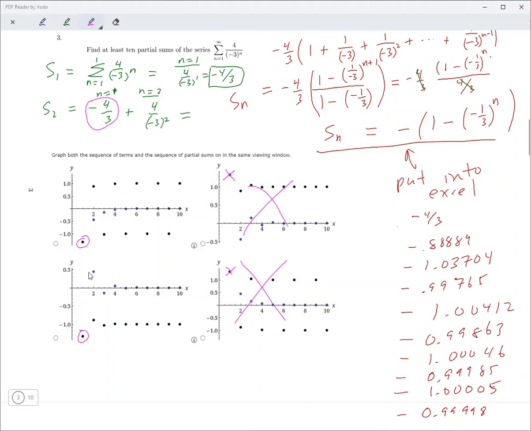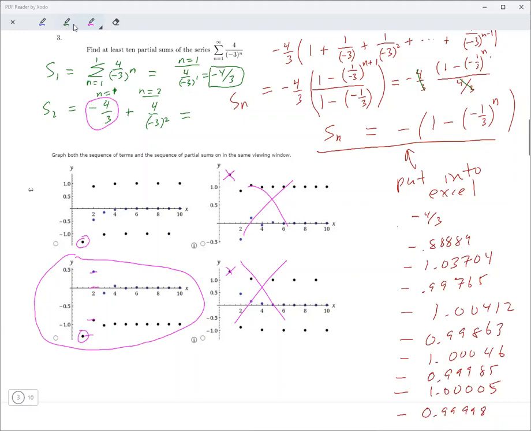Okay, so the blue ones are the terms, which is this right here. It's positive something, but this distance from here to here is the same as the distance from here to here. So this is going to be the correct answer right here. So the next term is positive 4 over 9, which is a little bit less than 0.5.